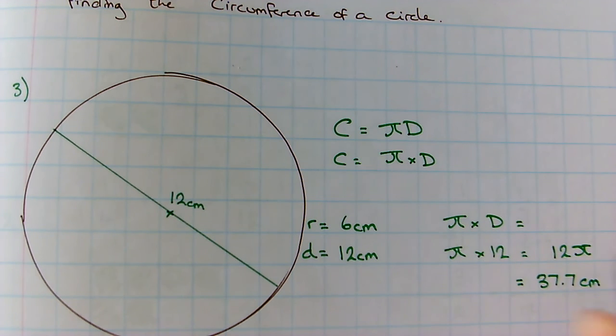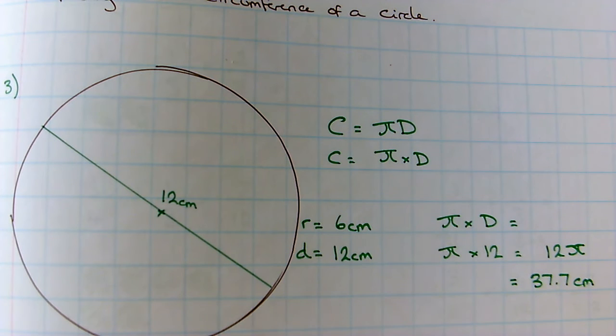Now it's centimetres because it's a distance all the way around the outside. If we were working out the area, the bit inside, it would be centimetres squared. But this is only one dimensional, so it's just centimetres.